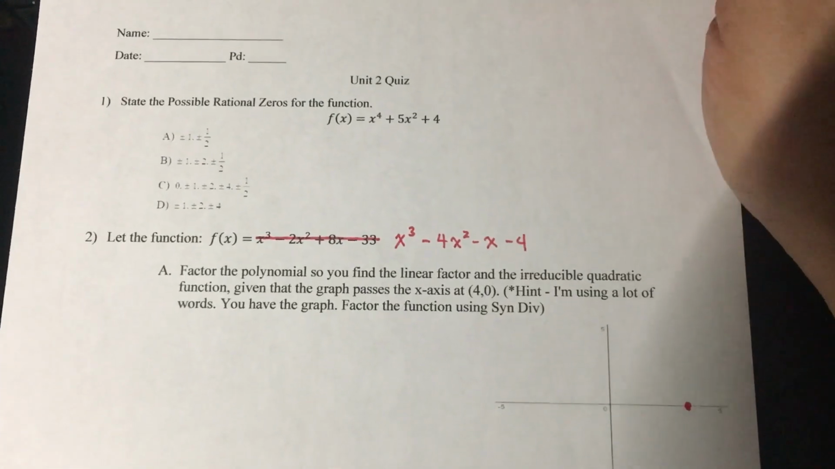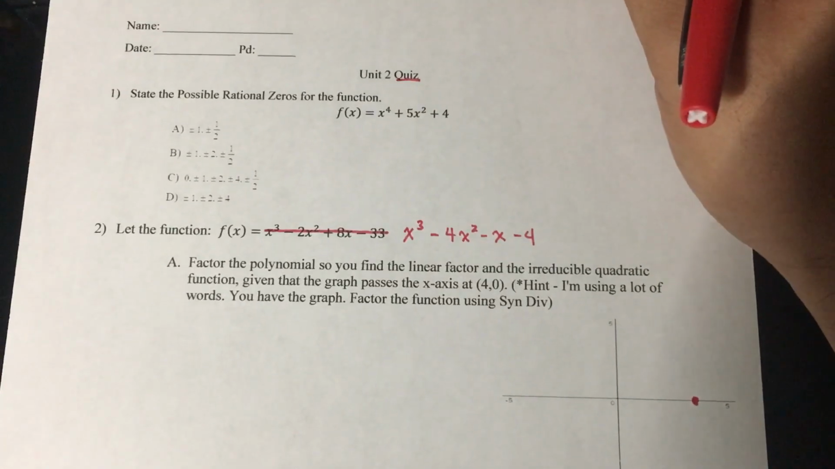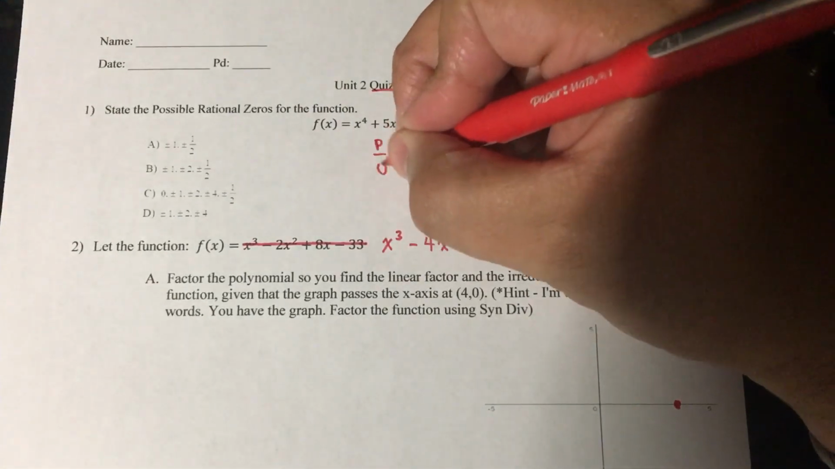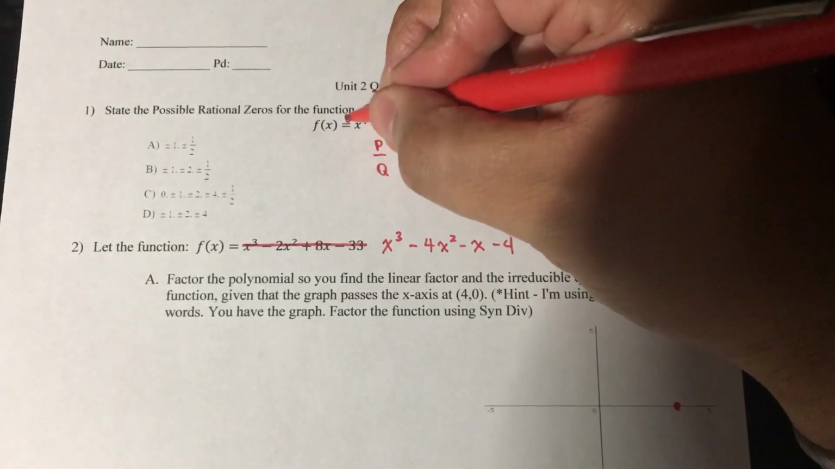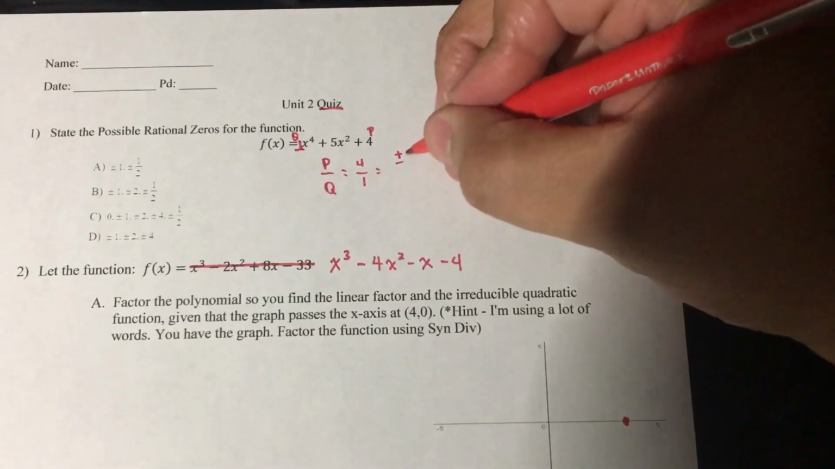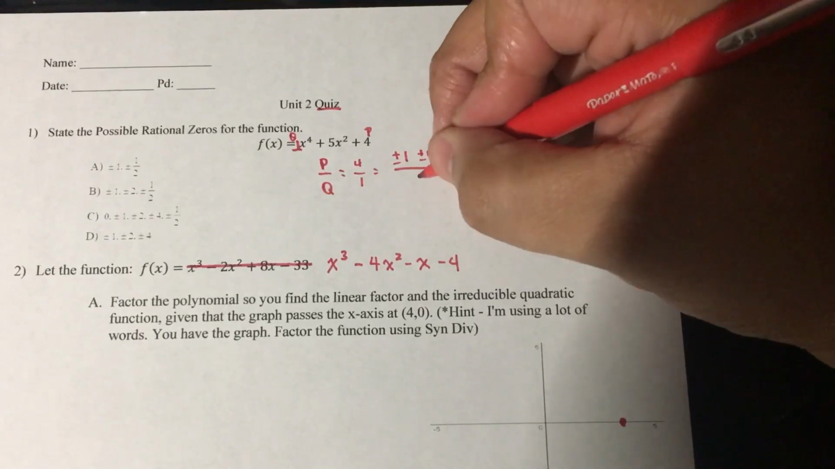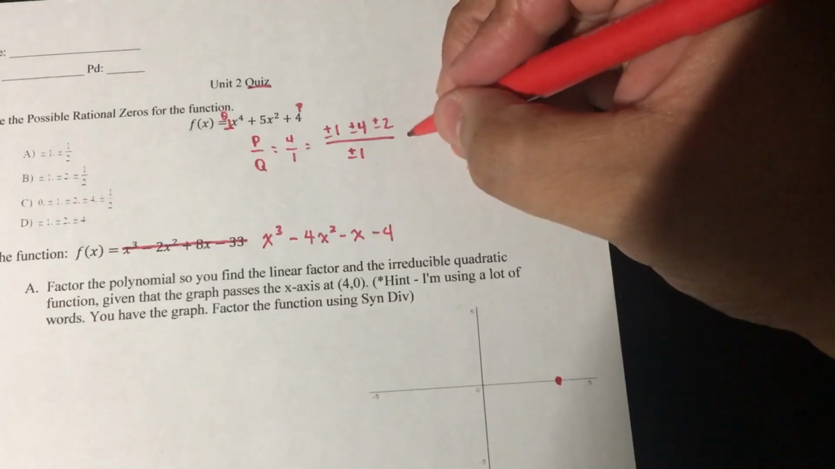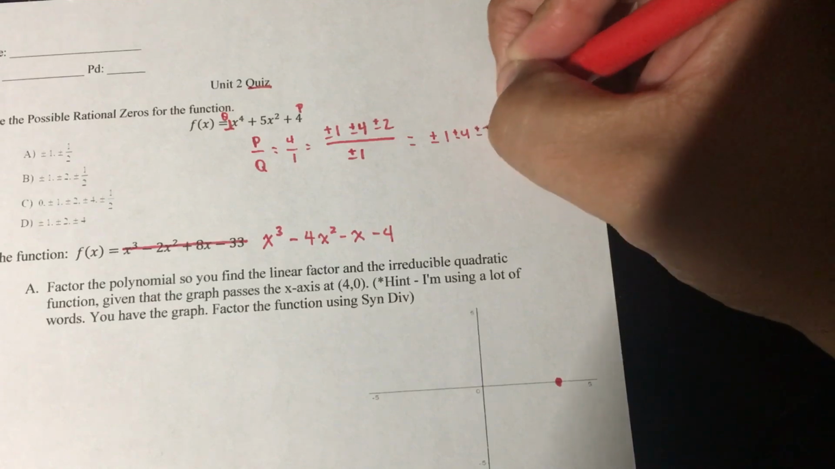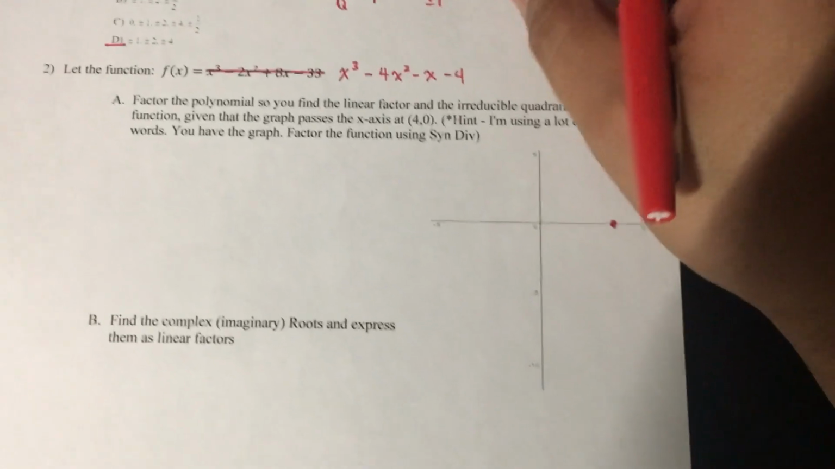Okay, so I wanted to go through the quiz I gave you for Unit 2. First question here is the state possible zero. So this one you guys did pretty good. This is just p divided by q, where p is the last number, q is the first one. So here 4 divided by 1, but remember I need factors, so plus or minus 1, plus or minus 4, and then plus or minus 2 also works. And factors of 1 are just plus and minus 1. So when I divide all these numbers by 1, it just gives me the same list, which was answer D. Okay, and y'all did pretty good on that one.